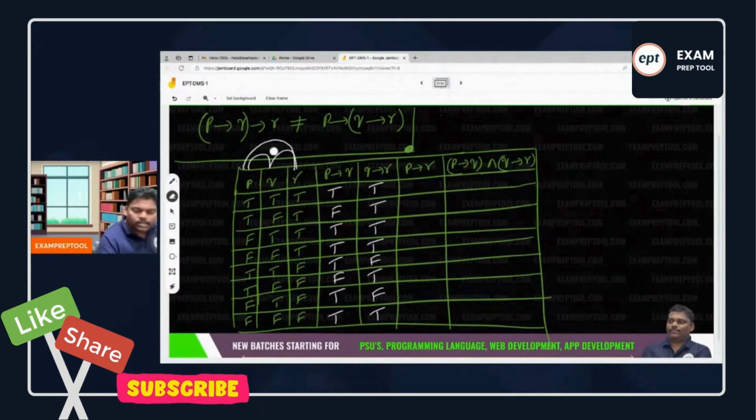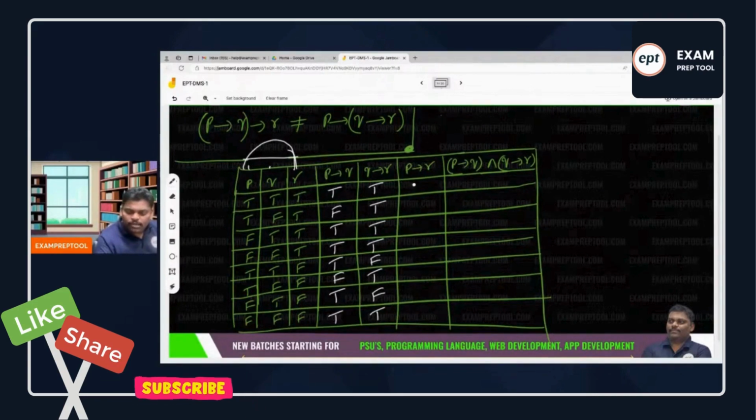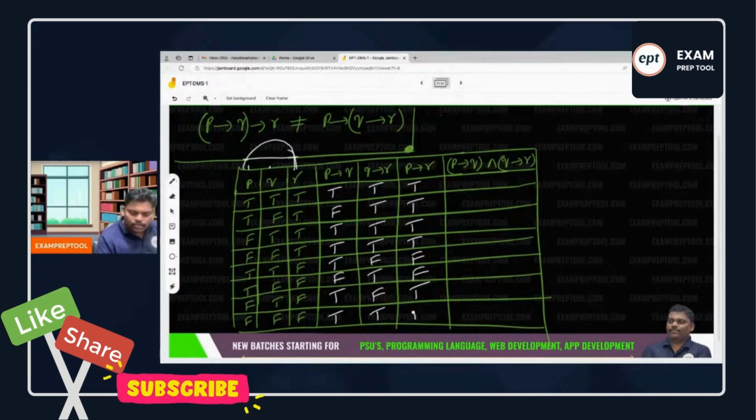Next one, P implies R. Can you see this? Can you see P implies R? What is the answer? P implies R: true, true, true, true, true, true. It is true. It is also true. It is false. It is also false. It is true. It is true.